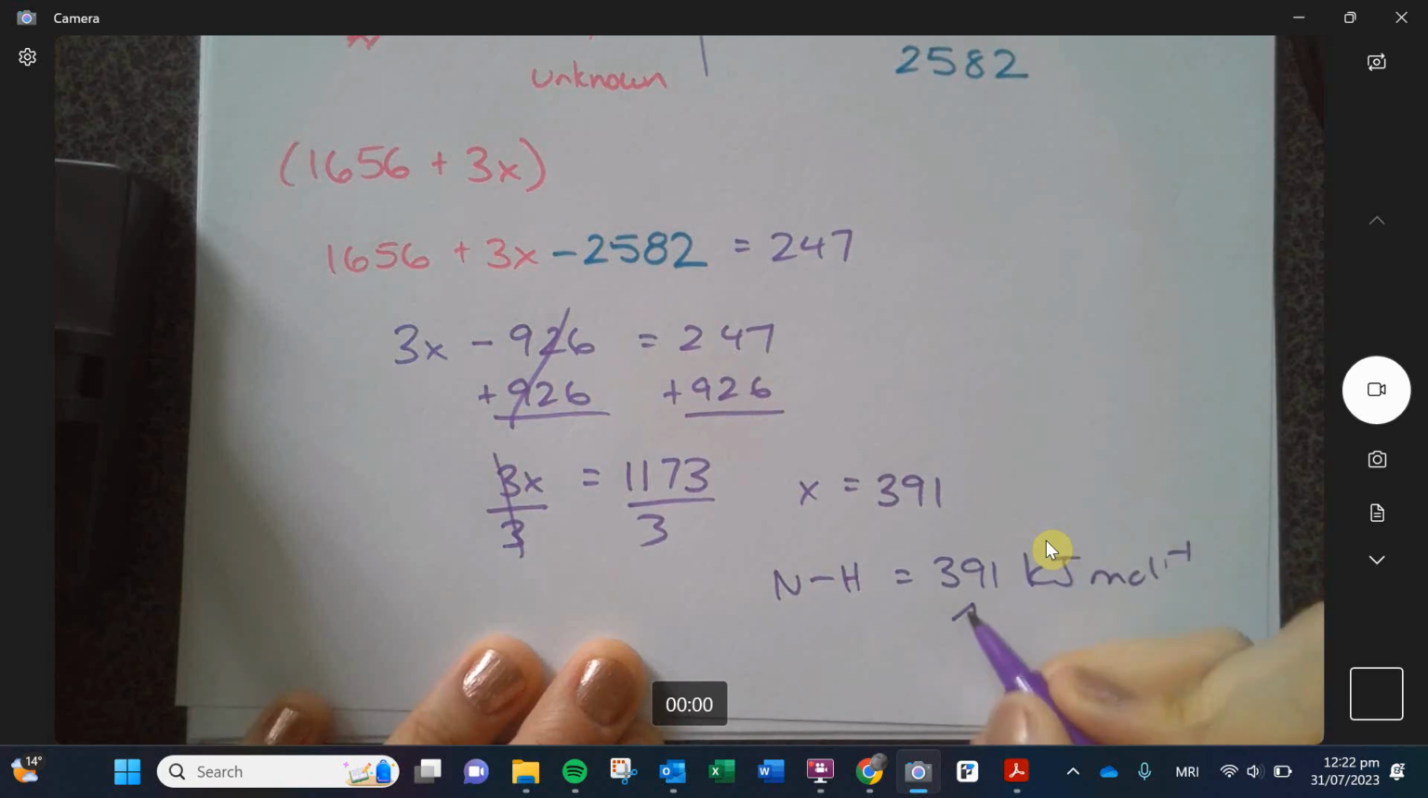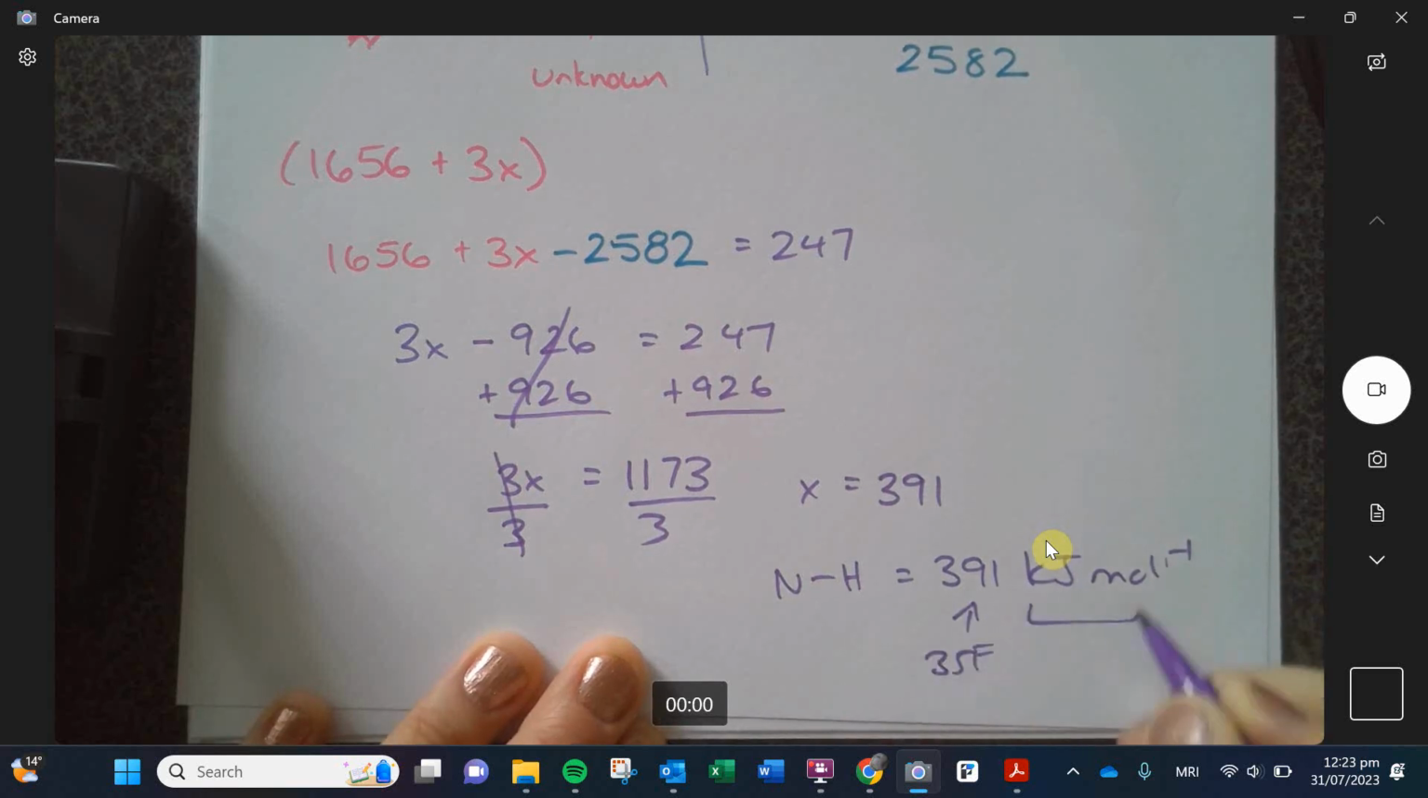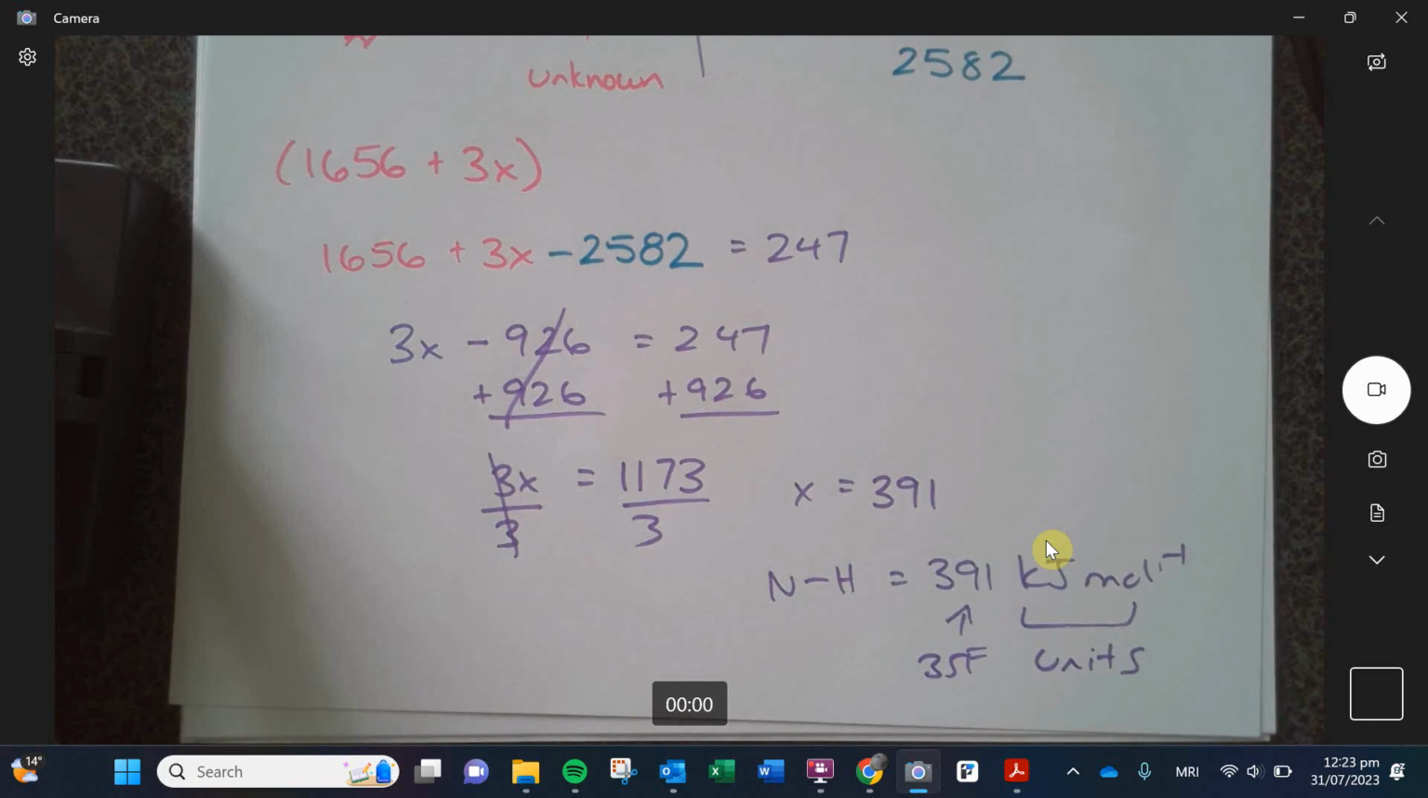Again, 3 sig figs, units. The number you get here should always be a positive number as well. Just keep that in mind. The reason why is because when we're talking about bond energy, all of those are referred to as positive numbers, because it's the energy input to break the bond.